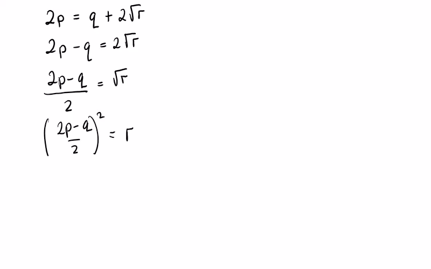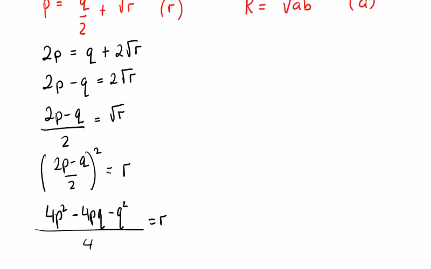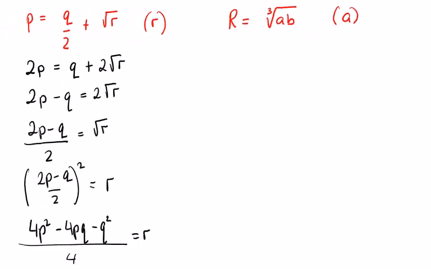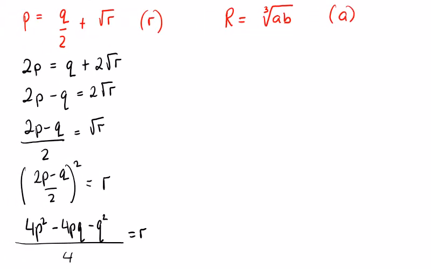So 2p minus q over 2, all squared, is equal to r. And we could multiply this out, or we could leave it alone, but we're going to get 4p squared minus 2pq twice, which is 4pq, minus q squared over 4 is equal to r. You could divide the 4 into the first two terms and leave the q squared over 4, but that is perfectly fine. So the very final one now, manipulation of formula, r is equal to the cube root of ab. So to get rid of the cube root, I've got to cube both sides. So r cubed is equal to, not the square root, I'm cubing it, so it's equal to ab. So we want it in terms of a, so a is equal to r cubed over b.